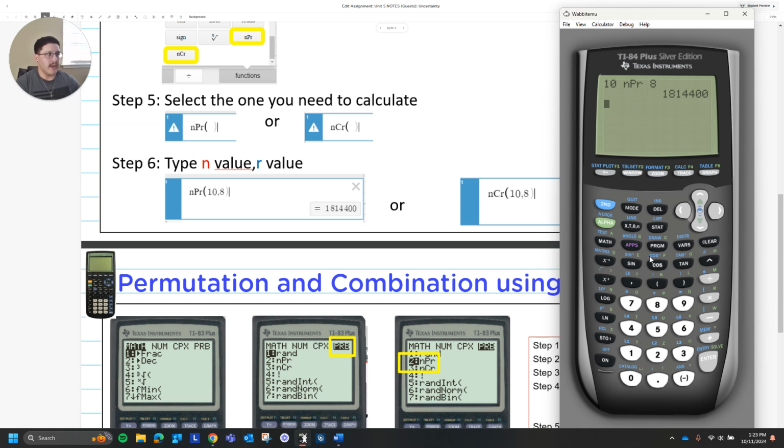If you want to do the same thing with combinations, again first type in the N number, 10. Press Math, go to PRB, and then click nCr. Then press number 8, hit enter, and it gives us the answer. Again, with combinations the number is smaller because order does not matter, but when order does matter, permutations end up becoming very, very large numbers. And that's it for the TI-84 and how to use it.